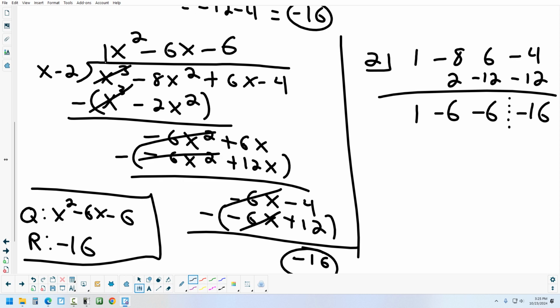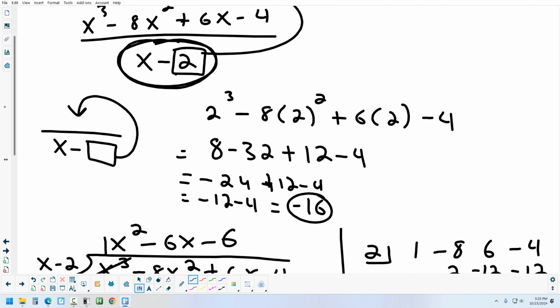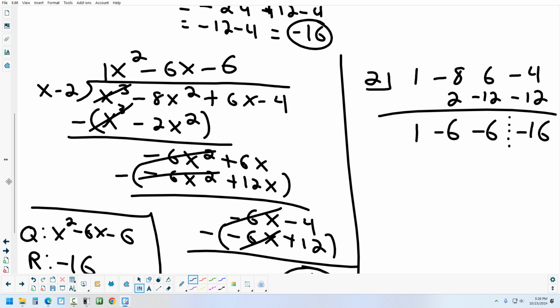So there's 3 different ways you can find the remainder in a problem. Remainder theorem is definitely the fastest. But if you also need the quotient, synthetic division is pretty fast as well.